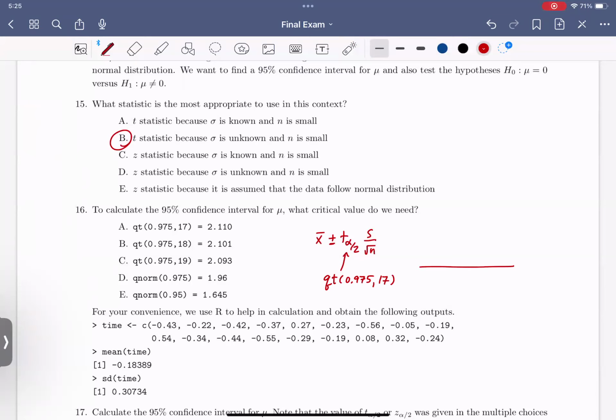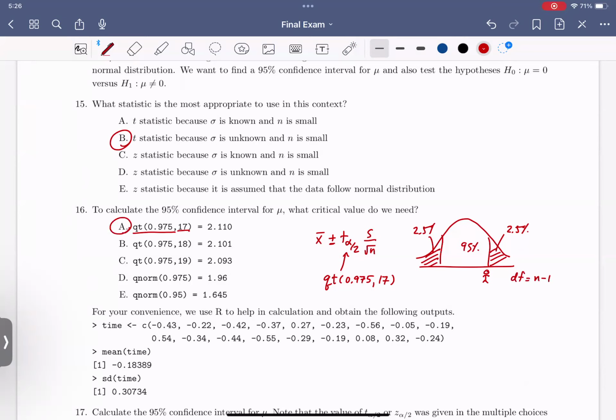Well, if you don't know, you're going to build a 95% confidence interval. So that means you keep 95% in the middle and 5% on the tails. With two tails, you have 2.5% here and 2.5% here. Where you stand here, it's going to be qt 0.975 because you have 97.5% on the left of you. And the degrees of freedom is going to be n minus 1, as you have in the formula. So you're going to use 17 here and you pick choice A.